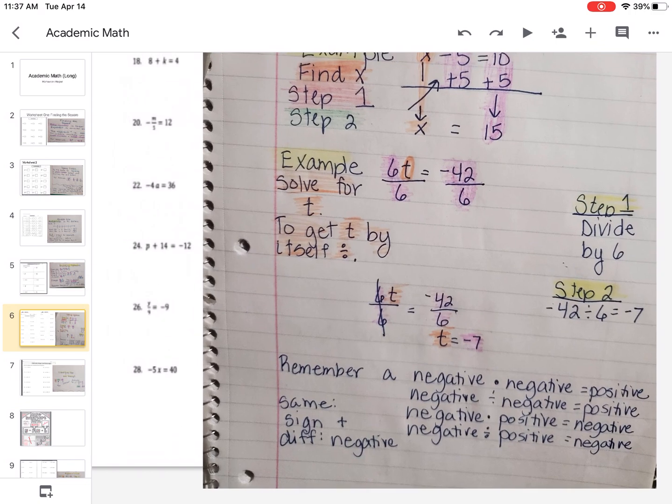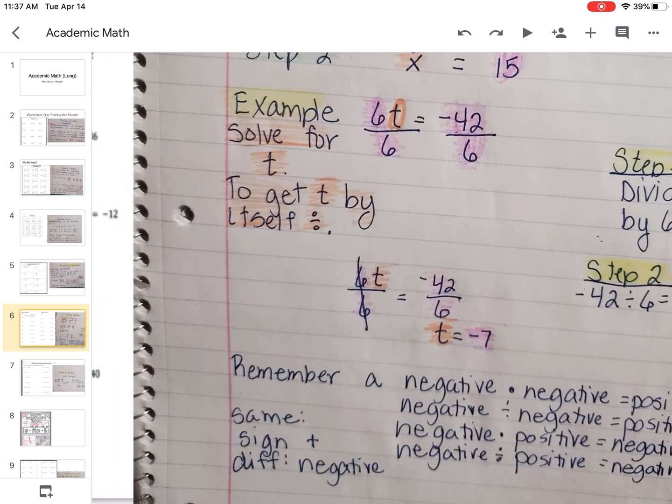Okay, so down here you could see I've crossed the 6's out on that side. Now I have t equals negative 42 over 6. T equals negative 7, okay? Because negative 42 divided by 6 equals negative 7, okay?